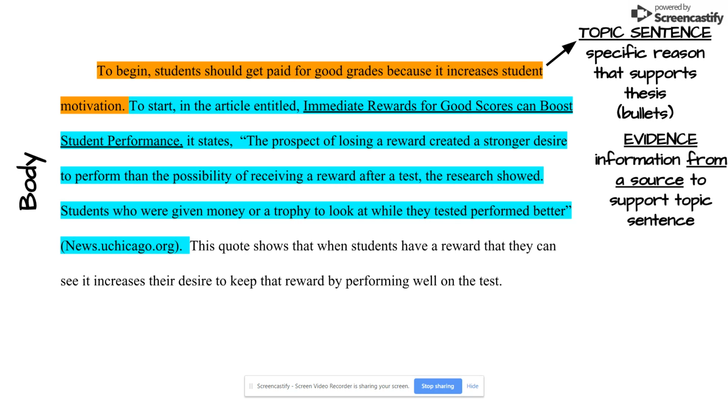Next, we have another part of the paragraph that should look familiar. We have some evidence. Remember, that should be information from a source to support a topic sentence. I'm going to go ahead and highlight my evidence in blue so that I know that that part stands out on its own. Notice that the evidence is introduced by having the source title and a strong verb to introduce the evidence. Then it's listed in quotation marks, and it has source citation in parentheses at the end over here.